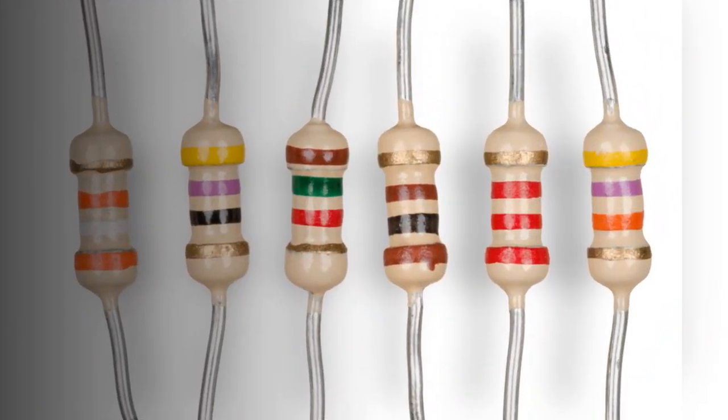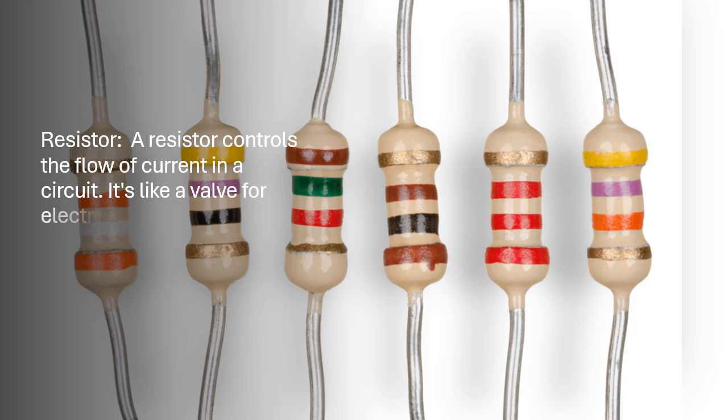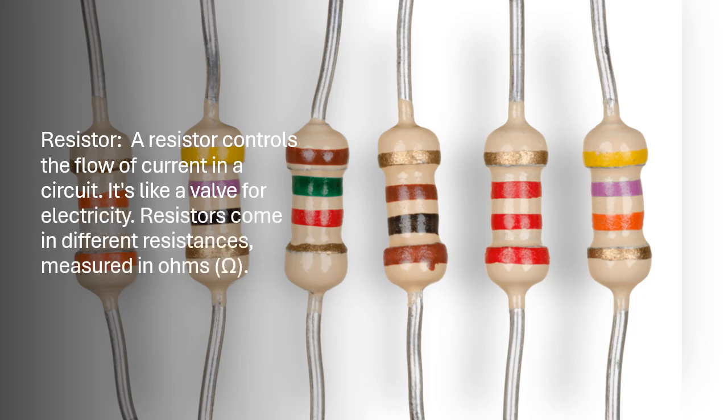Resistor. A resistor controls the flow of current in a circuit. It's like a valve for electricity. Resistors come in different resistances, measured in ohms, omega.